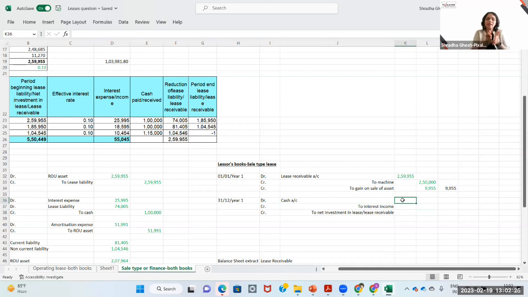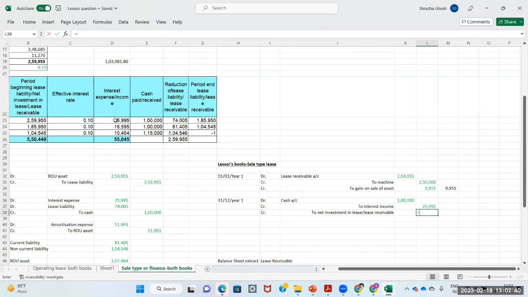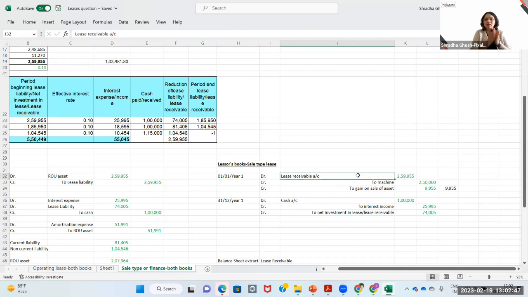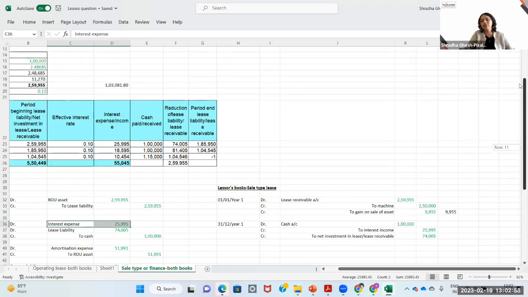Now this is an exact replica of this, right? In the lessor's books. So what will be the first entry for the gain? How much is he receiving? 100,000. How much was the interest income? 25,995. And the balance will be the receivable reduction, right? He's going to remove that receivable. Correct. So it's the exact replica. What you're booking as a liability, the lessor is booking as a receivable. That asset will come down at the effective interest method. He will book interest income.